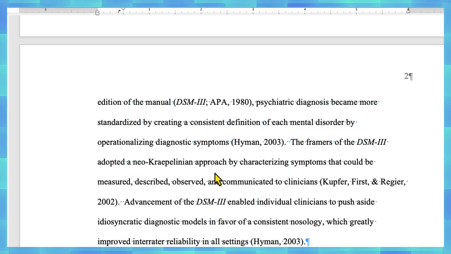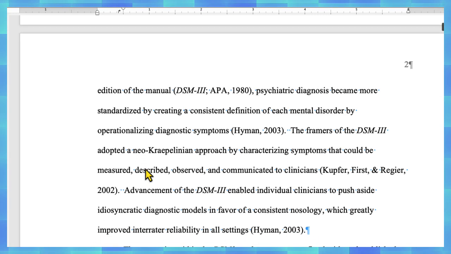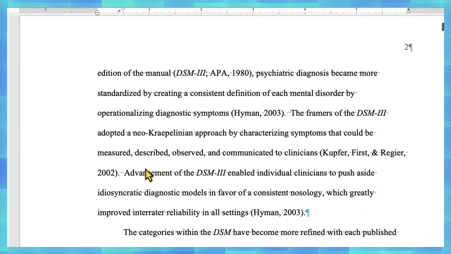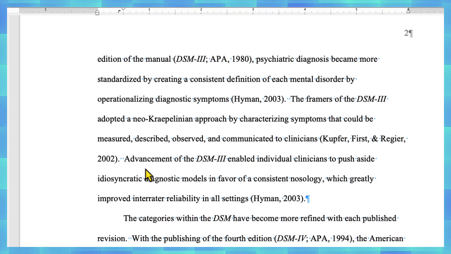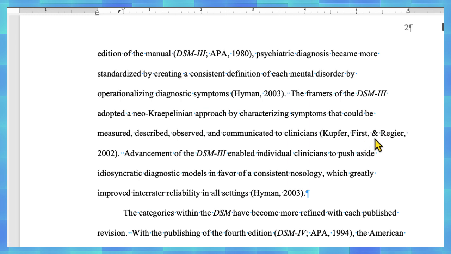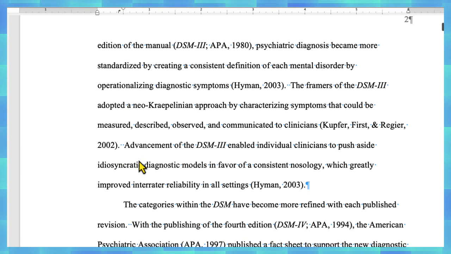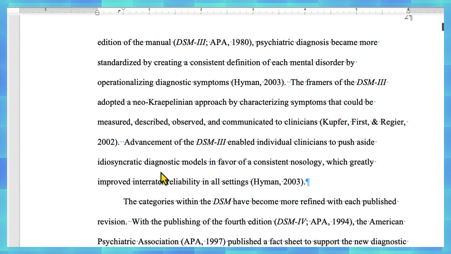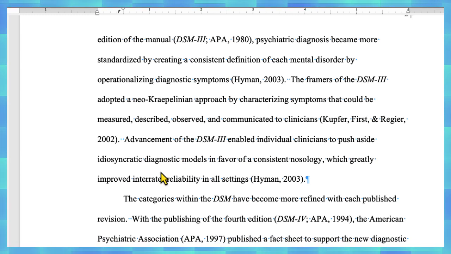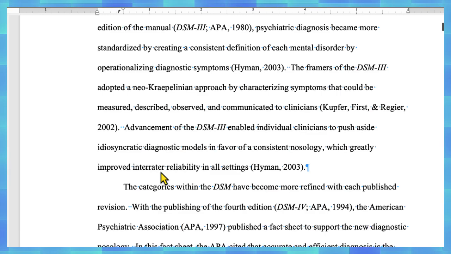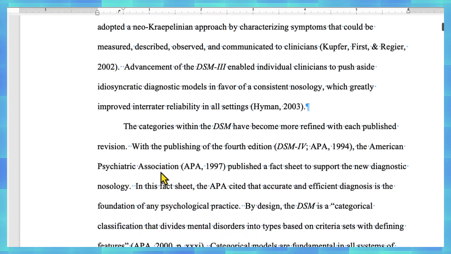The framers of the DSM-3 adopted a neo-Kraepelinian approach by characterizing symptoms that could be measured, described, observed, and communicated to clinicians. Kupfer, First, Regier, 2002. Advancement of the DSM-3 enabled individual clinicians to push aside idiosyncratic diagnostic models in favor of a constant nosology, which greatly improved inter-rater reliability in all settings. Look at that word a couple of times, okay?